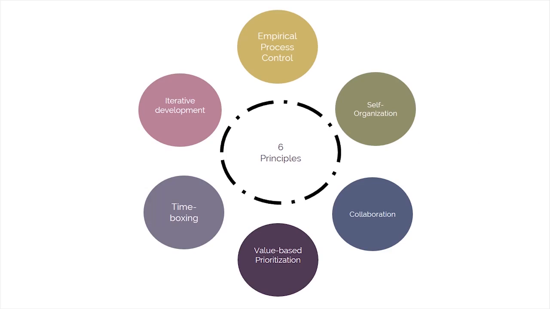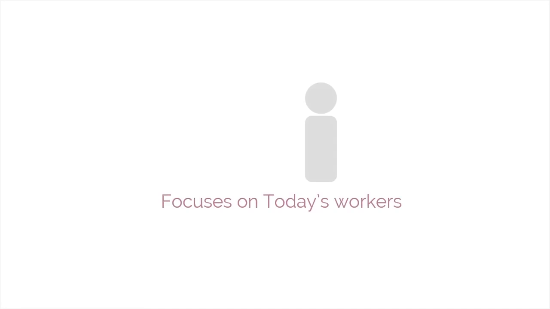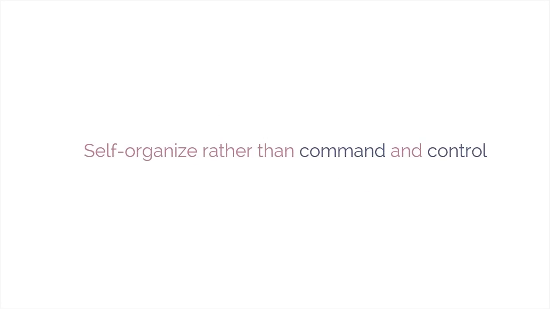Following is a detailed look at each principle, beginning with empirical process control. This principle emphasizes the core philosophy of Scrum, based on the 3 main ideas of transparency, inspection, and adaptation. The second principle is self-organization. It focuses on today's workers, who deliver significantly greater value when encouraged to self-organize, rather than working under command and control style of traditional project management.